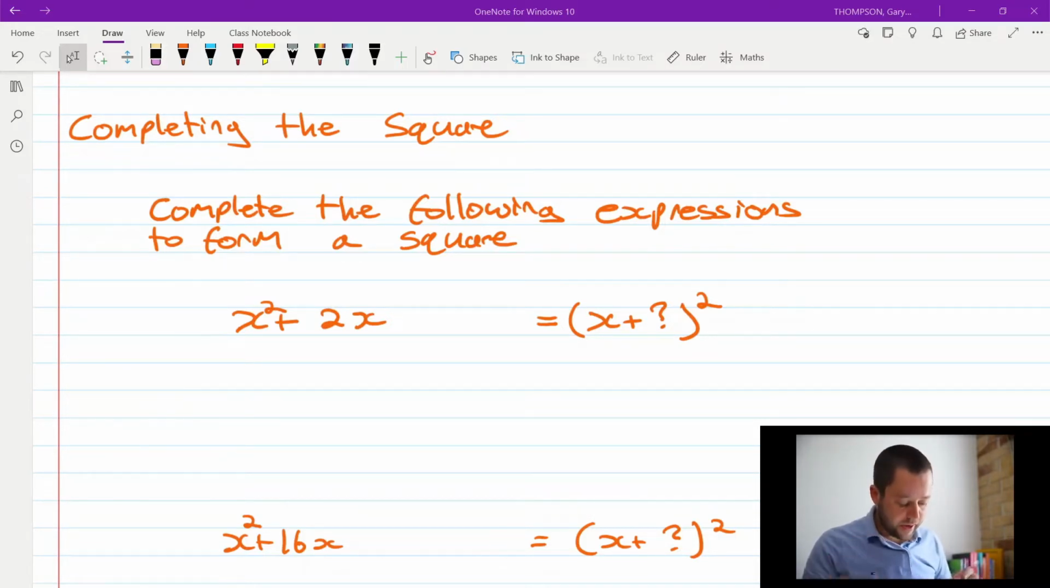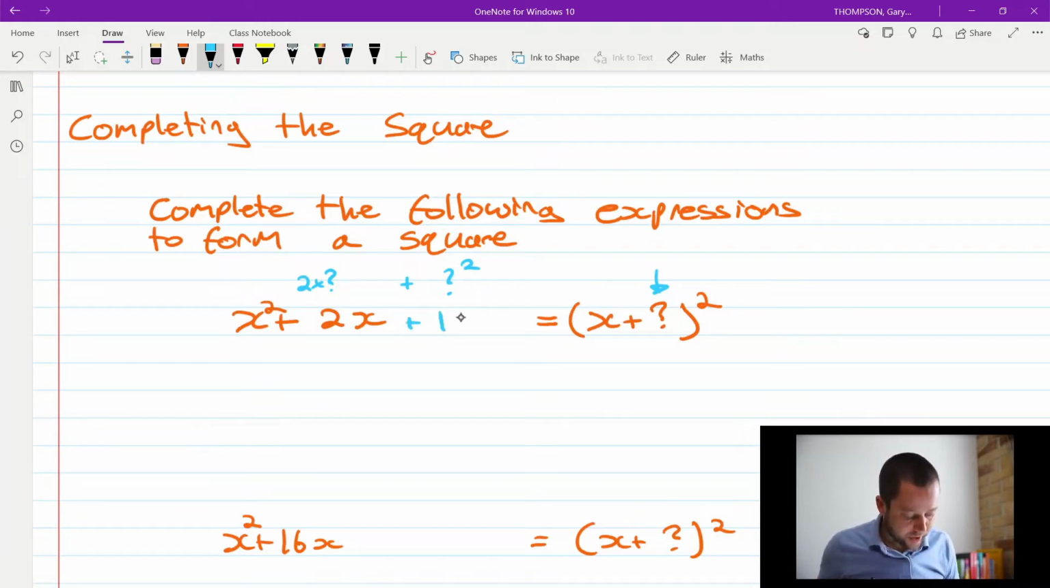Okay, so x squared plus 2x. How do I turn that into a square? What do I need? Well, I remember the pattern that we saw. Whenever I had a squared expression, I had whatever the value was here, I had 2 times the value in the middle, and I added the value squared at the end. So if 2 times the value is 2, then in this case the value that I'm looking for must be 1. So I'm going to add 1, which is 1 squared.